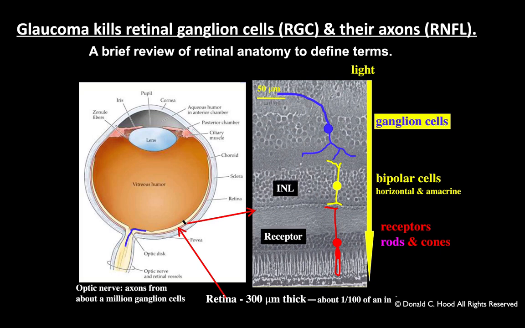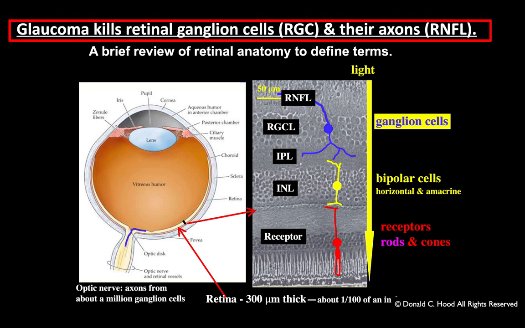So receptors, inner nuclear layer, then the layers that are important to us. The inner plexiform layer, where these synapses take place, retinal ganglion cell layer, and retinal nerve fiber layer. And the retinal nerve fiber layer contains the axons of the ganglion cells. It also has blood vessels and glial tissue.